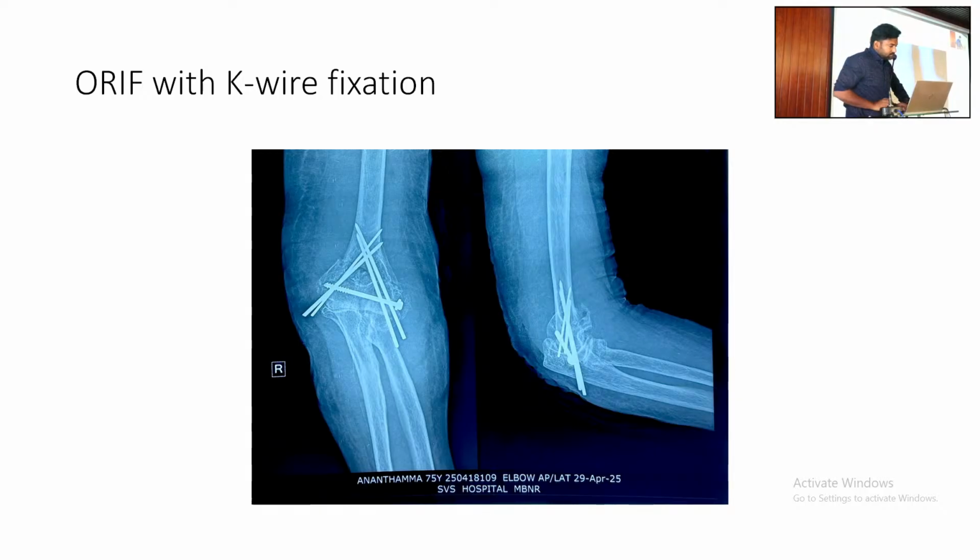Here you have to immobilize it for 6 weeks with the K wires on. Postoperatively, we applied a slab.